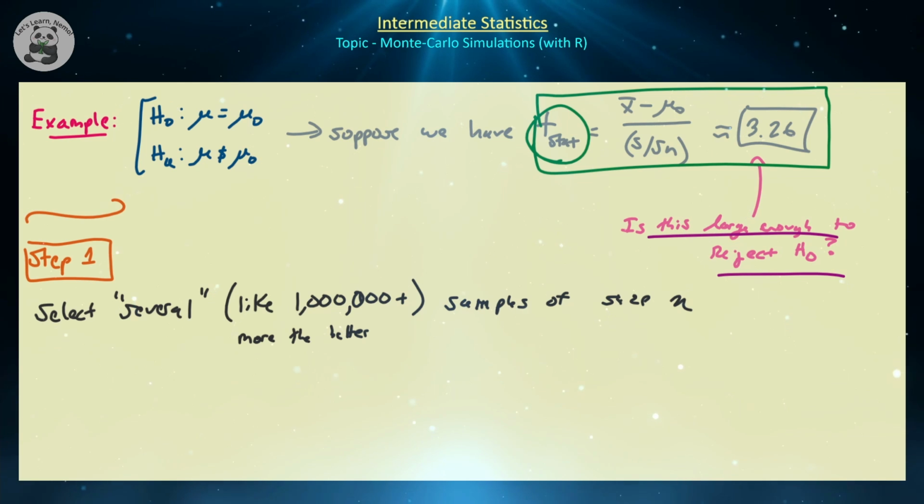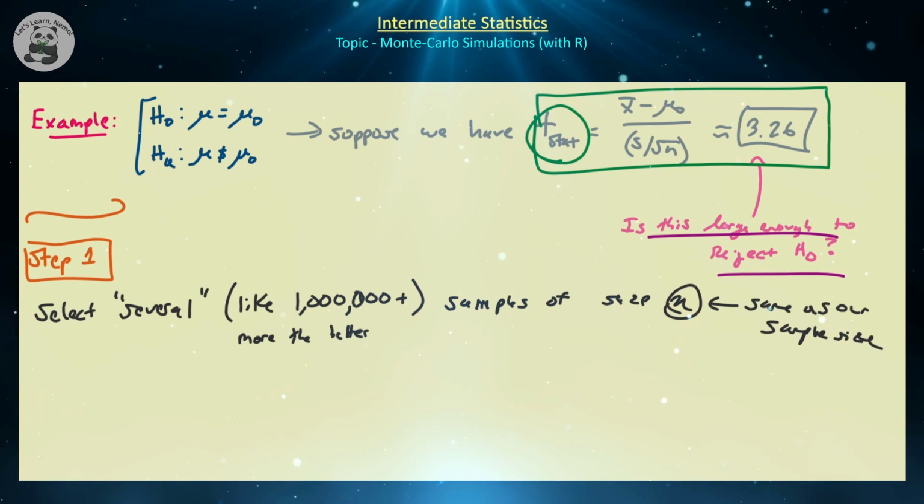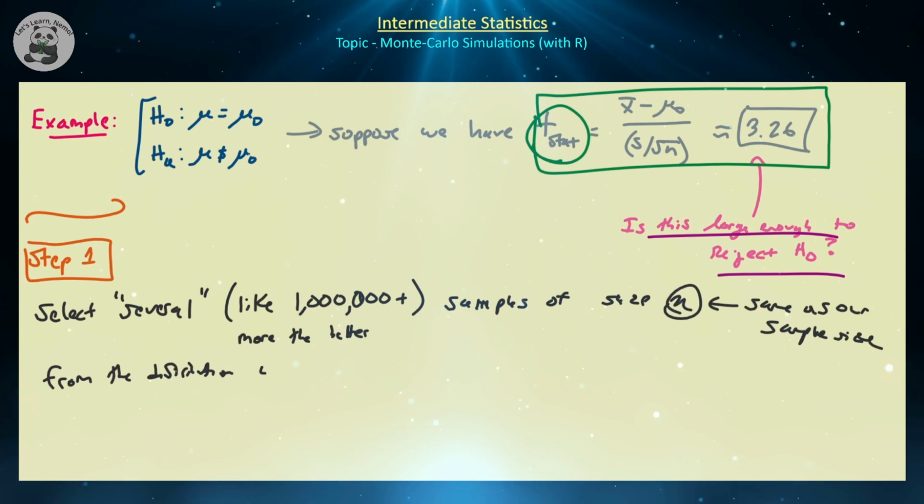Since we already have selected our sample of size n, we need to be comparing the test statistics of other samples of size n to see if ours is large enough or if it's just large by chance, right? So this n is the same as our sample size. So select 1 million plus samples of size n from the distribution we know our sample came from.